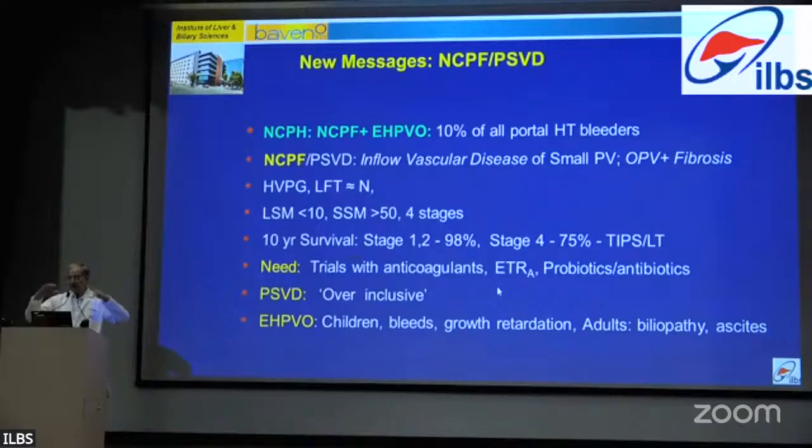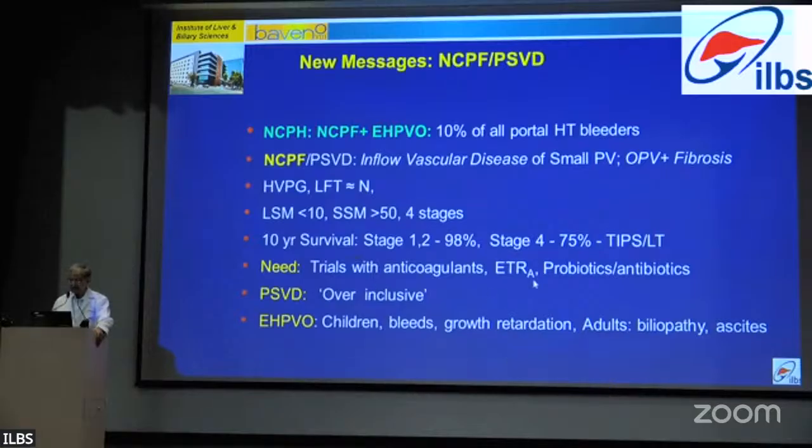PSVD is over-inclusive. It includes all diseases. It includes people who have alcoholic liver disease, who have autoimmune hepatitis, and if they have a feature on liver biopsy, they will diagnose PSVD, which I don't think is right. They will also include portal vein thrombosis, which is also not correct. They also include decompensated cirrhosis and use the MELD score, which is only used for cirrhosis.